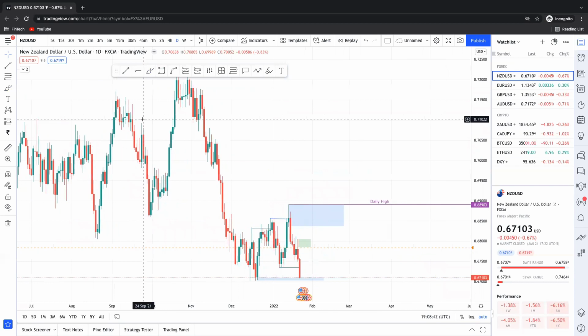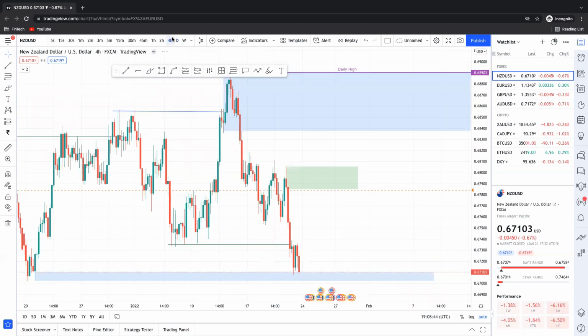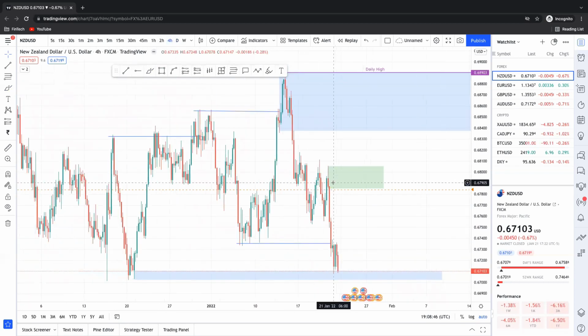All right, so this is New Zealand dollar to US dollar. Basically we're looking for buy or sell. If this order block holds, we are looking for buy, and if it doesn't hold, we're looking at the immediate order block, which is this one, which broke the structure, this order block from the sell. So that's New Zealand dollar.